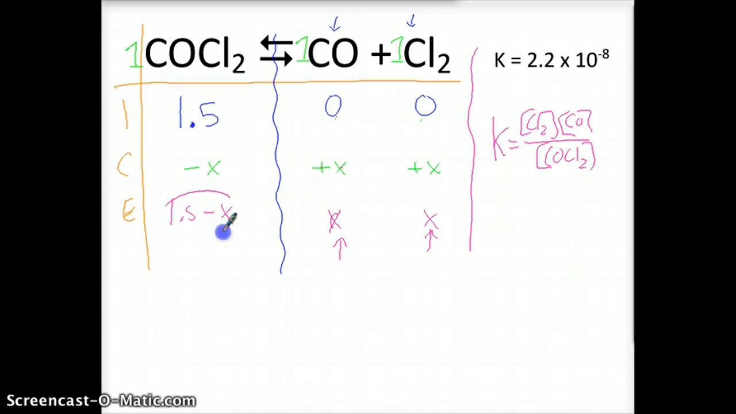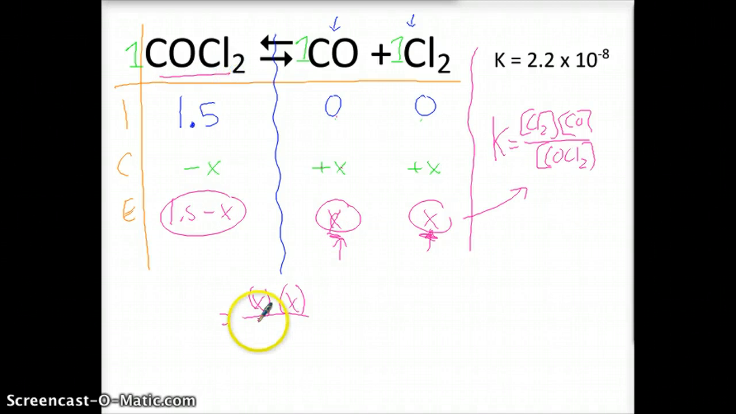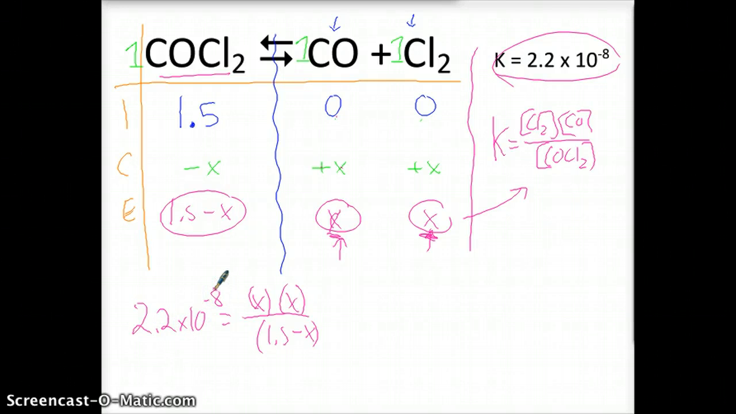So what I'm going to do is take these three values and plug them into my equation. If I rewrite that down below, the concentration of Cl2 is just x from here at equilibrium. The concentration of CO is x at equilibrium, and the concentration of CoCl2 is 1.5 minus x. What is that equal to? It's equal to K. Do I know K? I do. 2.2 times 10 to the negative 8th. So now I have one equation and one unknown.